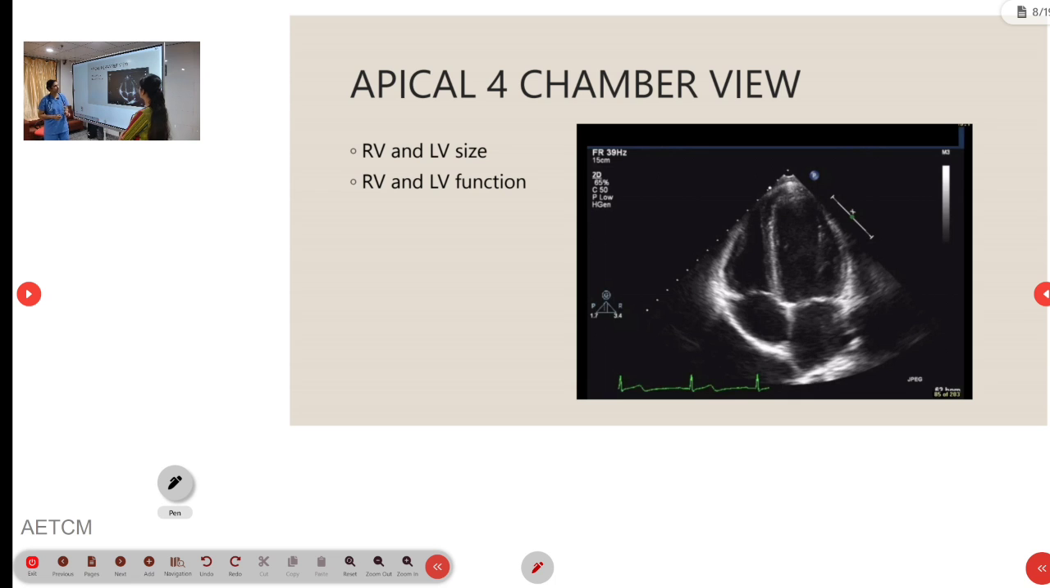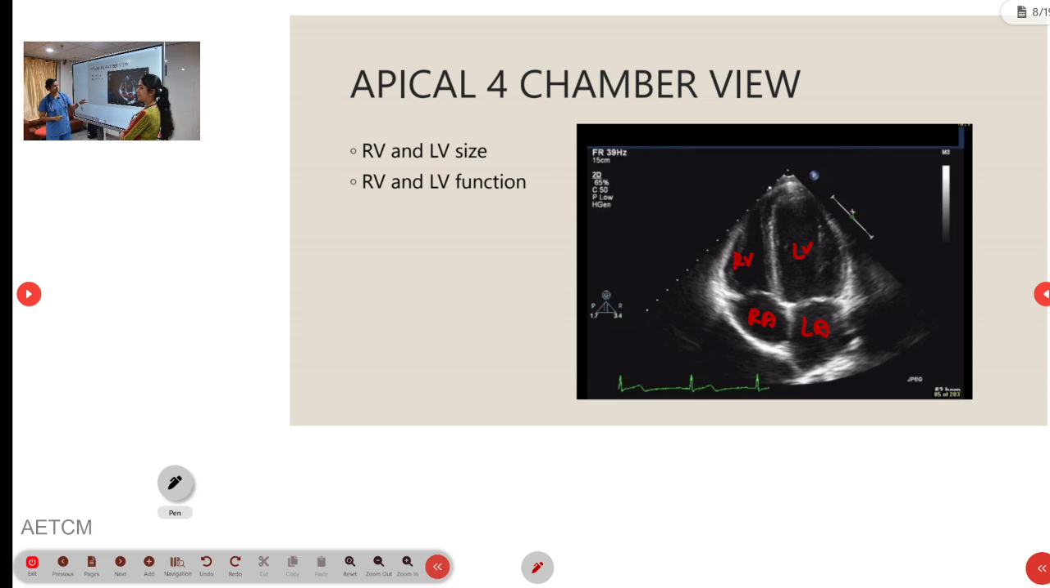And this is the apical 4-chamber view. This is where we will first feel the apex, and then we will keep the cardiac probe with the dot turned 90 degrees to the left side. So here we can see all 4 chambers. This is RV, RA, LV, LA.